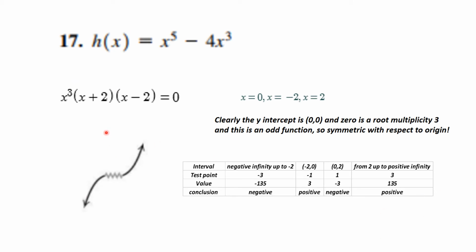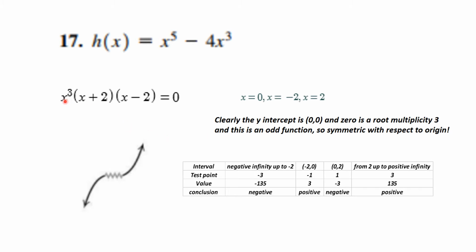Okay, so what we can do is find the x-intercepts by looking at the roots of this. We set h of x equal to 0, and this factors nicely. And so we know x equals 0, x equals minus 2, and x equals 2 are roots. We also know if we put x to be 0, we get y to be 0 from the equation. And so the y-intercept is (0, 0).